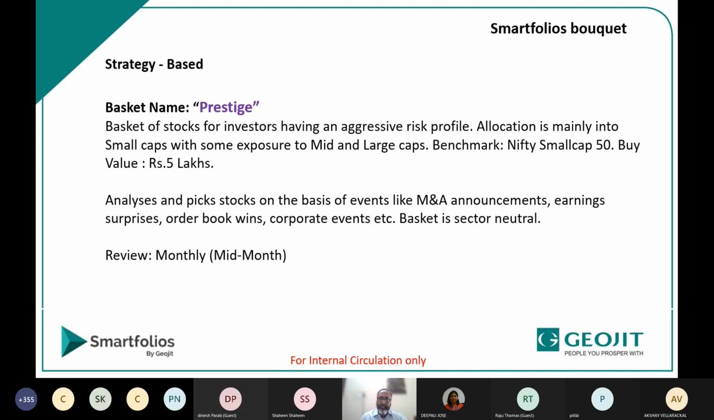It is a high risk, high return, high churn basket, and it is suitable only for those kind of investors who can handle it. Because you need to be exact also. You should not question why this stock is there, because there may not be any fundamental reason for this stock to be there. It could just be there on the basis of news in the basket.